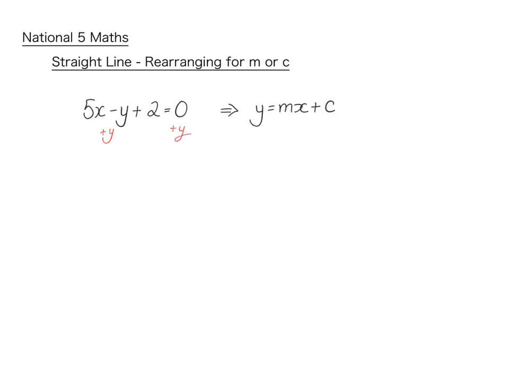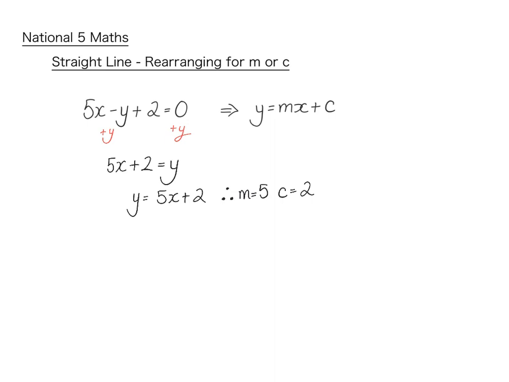So then we get 5x plus 2 is equal to y. Now it's in the form y equals mx plus c if we just write it around the other way: y equals 5x plus 2. So we can say therefore, that's what that little 3 dots means, by the way, our gradient is 5 and our y-intercept is 2. So that was a pretty straightforward one.